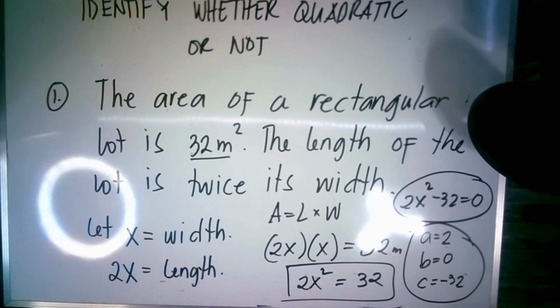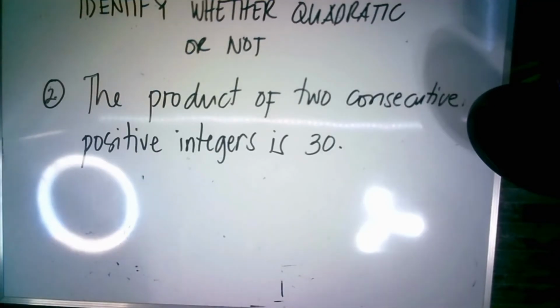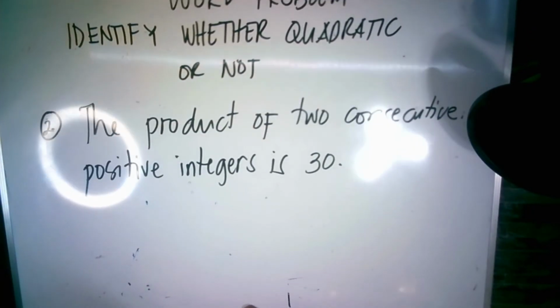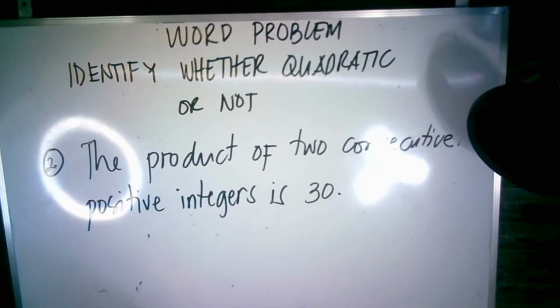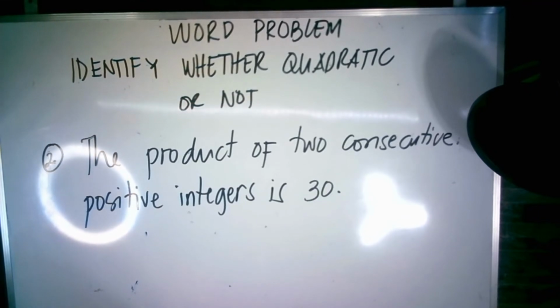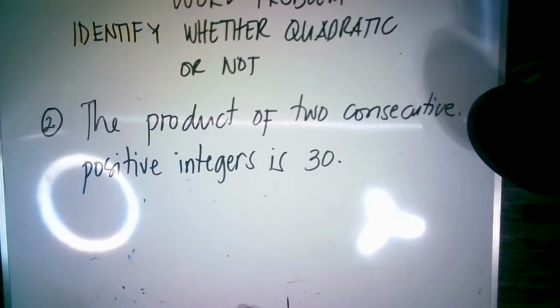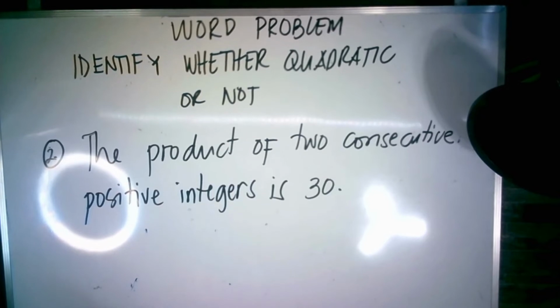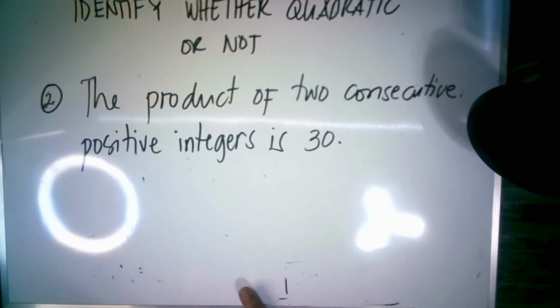Okay, sample number 2. So, ito pag-identify whether kanyang word problem is quadratic or not. And then we are going to prove kung quadratic ba siya by showing the standard form. So, here, tanaw na to. The product of two consecutive positive integers is 30.